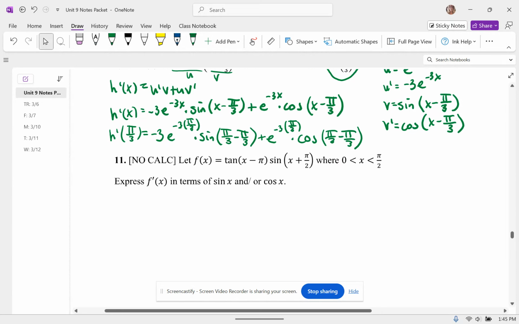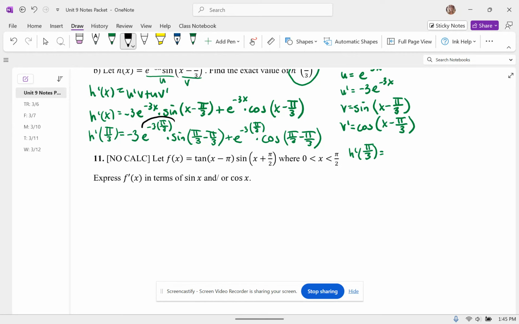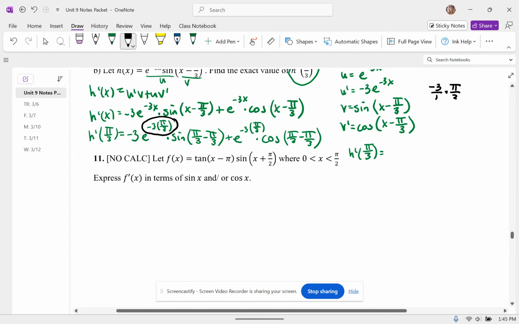Yes. Children, specifically. Maybe. All right, so now I've got h prime of pi over 3. Let's simplify this part here, okay? So I would get negative 3 over 1 times pi over 3. What does that reduce to? I'm simplifying the exponent there. Negative pi, right? So I now have negative 3 e to the negative pi.